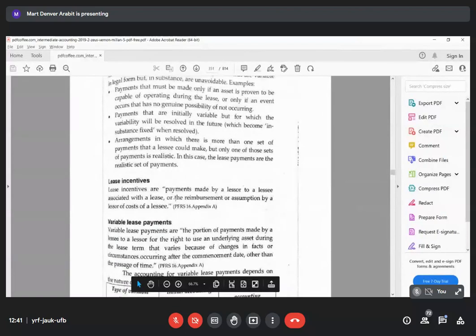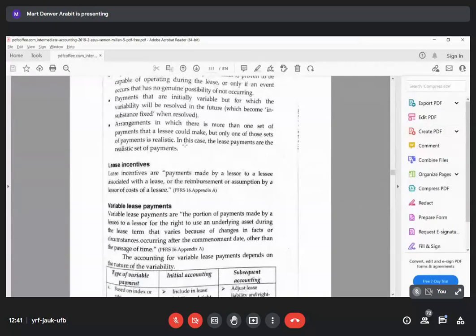Okay, so lease incentives. The lease incentives are payments made by the lessor to a lessee associated with the lease. So sometimes granted by the lessor itself, or reimbursed, or assumption by a lessor of cost of a lessee. So these are the costs shouldered by the lessor, which is sometimes deducted from the lease payments.